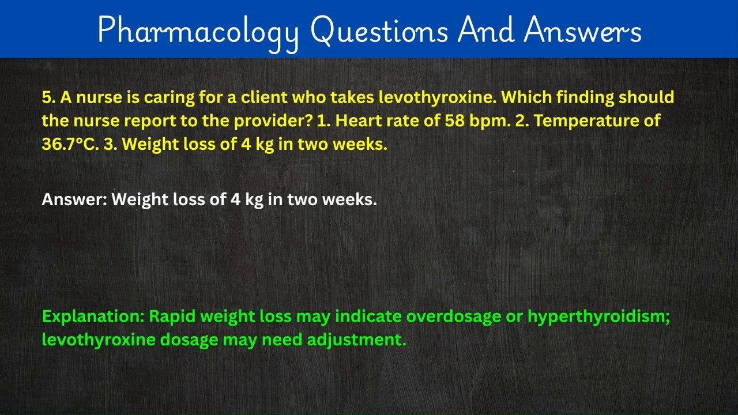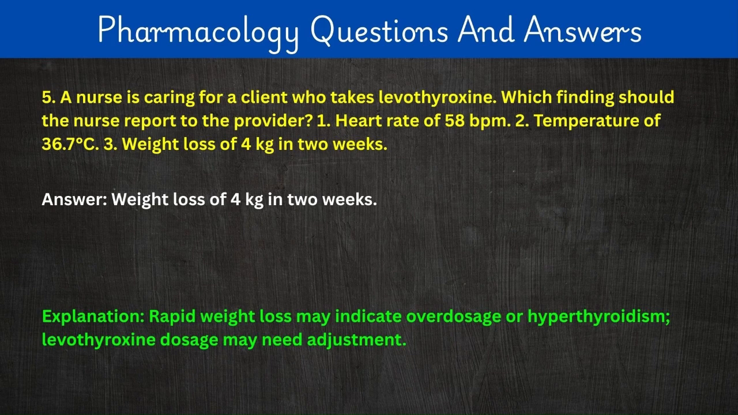5. A nurse is caring for a client who takes levothyroxine. Which findings should the nurse report to the provider? 1. Heart rate of 58 bpm. 2. Temperature of 36.7 degrees Celsius. 3. Weight loss of 4 kilograms in 2 weeks.